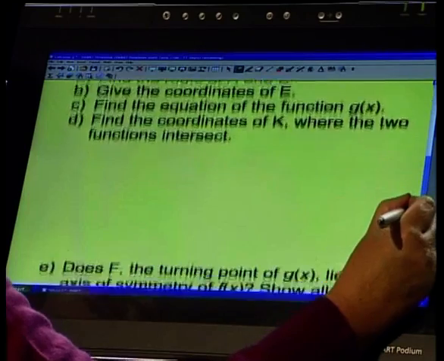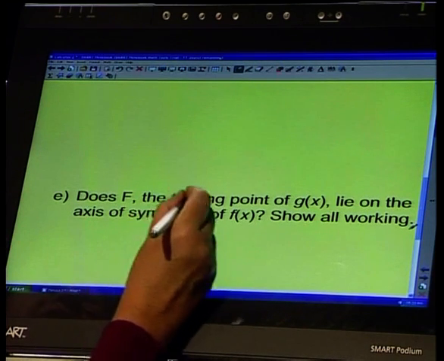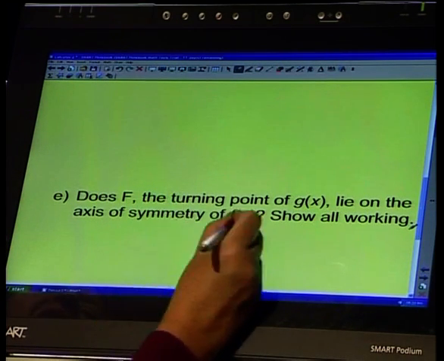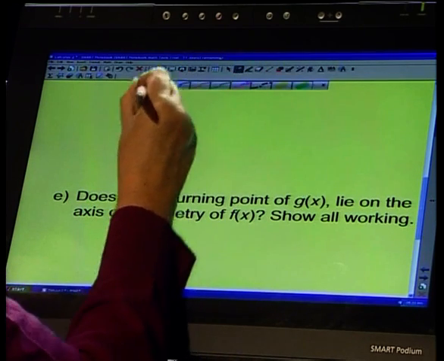Let's see what the next question says. It says, does f, the turning point of g of x, lie on the axis of symmetry of f of x? All right, now that's quite interesting because you've obviously worked that out somewhere. But before we go, I'm not actually going to discuss this too much. I just want to show you something that's really cool and worth knowing.